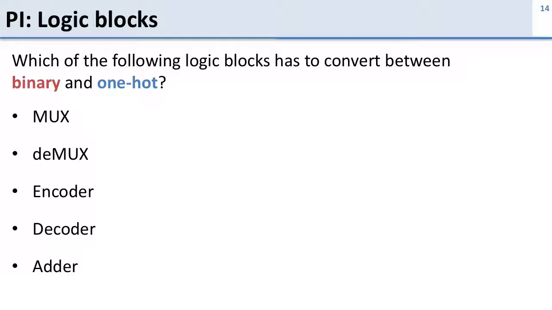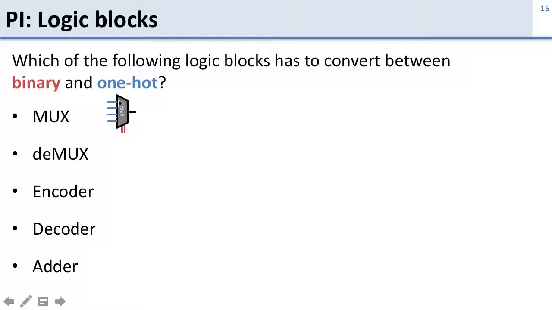Let's take a look at logic blocks. So here we have a range of different types of logic blocks that we've seen. And the question is, which of the following logic blocks here have to convert between binary and one hot? There may be more than one answer. So let's go through these.